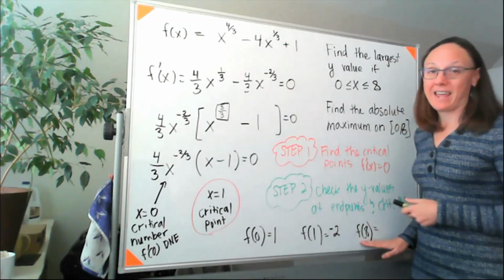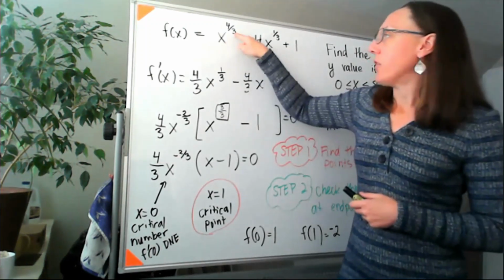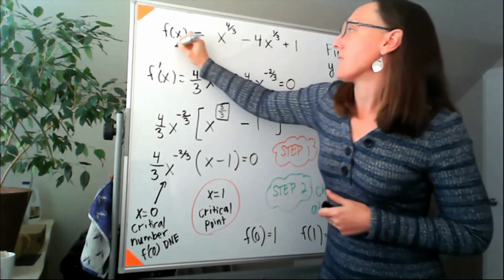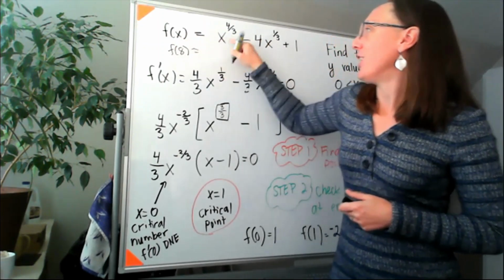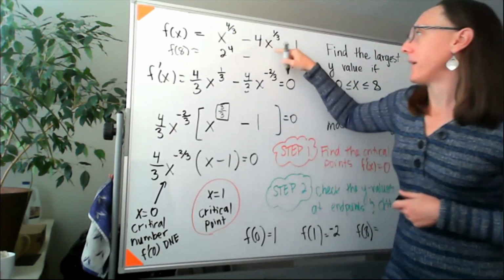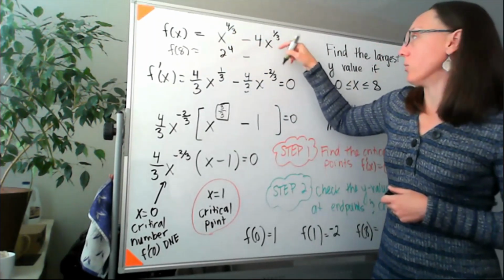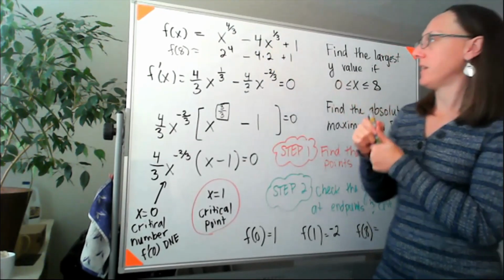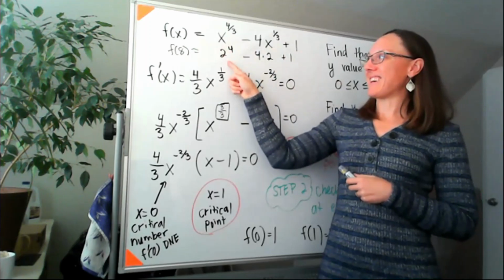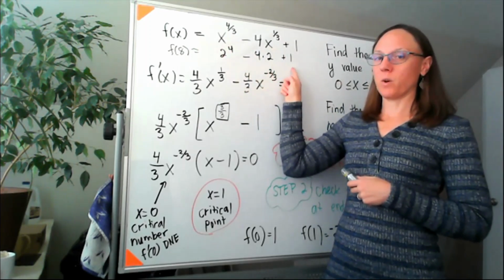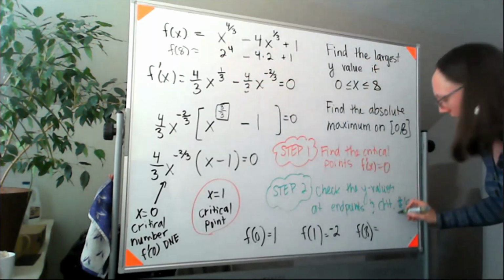And now if I look at 8, the cube root of 8 is 2. This one I'm going to write out. The cube root of 8 is 2, so that would be 2 to the 4th minus, again, the cube root of 8 is 2, so 4 times 2, and then plus 1. So 2 to the 4th is 16. Minus 8 brings me down to 8, and then plus 1 takes me up to 9.